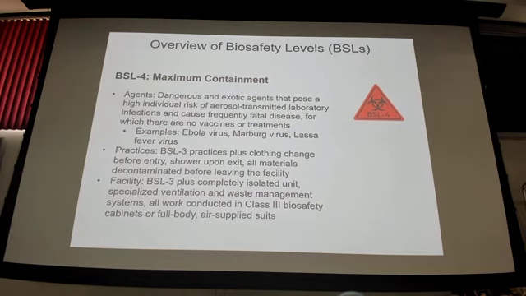And Ebola, for example, has been a BSL-4 agent as long as we've known about it. We still don't have any really good specific treatments for Ebola. It's a very virulent virus. It can kill people very quickly. We do have vaccines now, but they are not widely used. So it remains a BSL-4 agent, even after decades and decades.